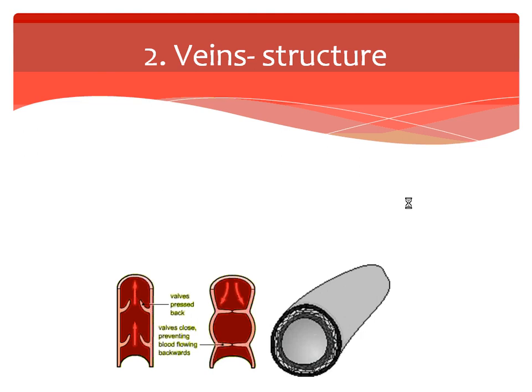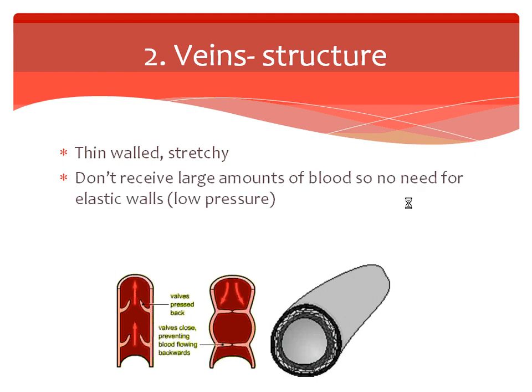Getting into vein structure. They're thinner walled, so they're not as thick, and they're stretchy. They're not elastic. They don't snap back really quickly to their original shape. They're just kind of mushy. I have lots of veins in my arms, and you can actually feel some of them, and you can feel that they're kind of mushy and stretchy. They don't receive large amounts of blood.